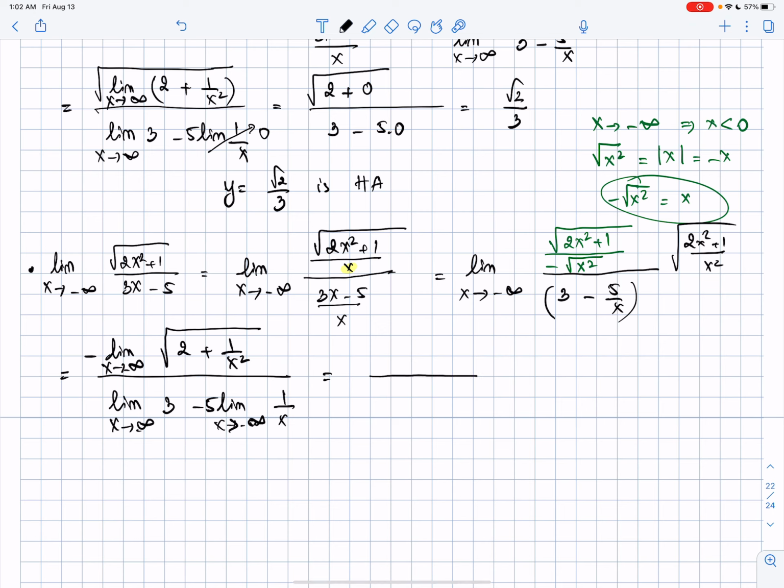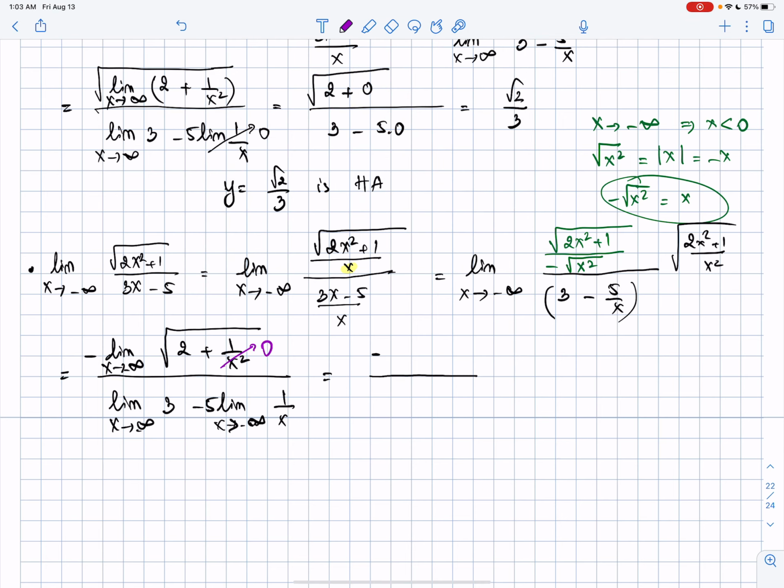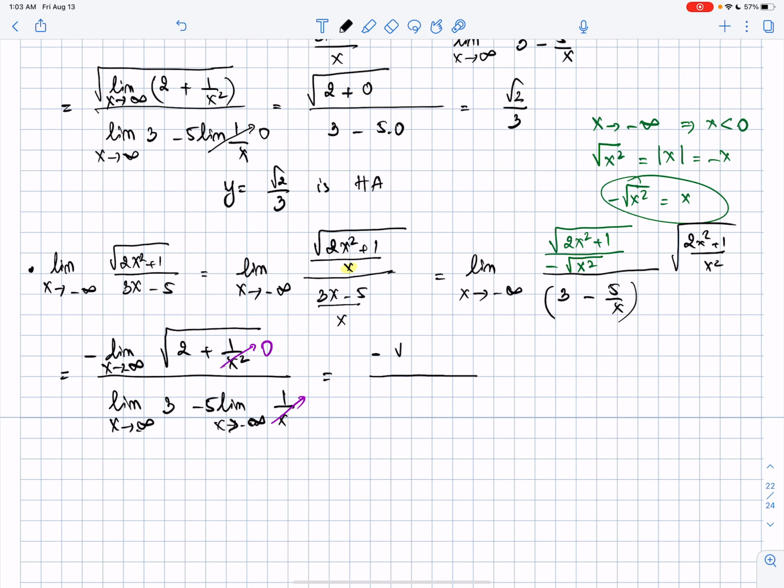Now we have the negative on the top, and then this part goes to 0, this goes to 0. So we have negative square root of 2 divided by 3 times 5 minus 5 times 0. And you get negative square root of 2 divided by 3. What we can say is that y equals negative square root of 2 over 3 is the horizontal asymptote.